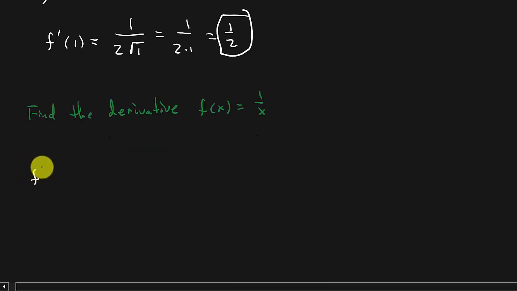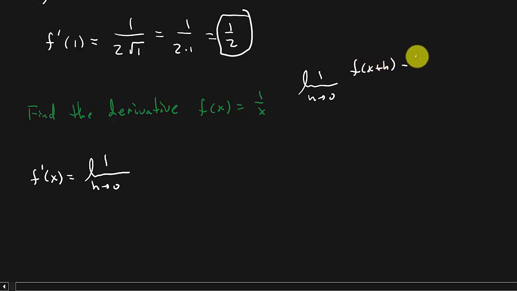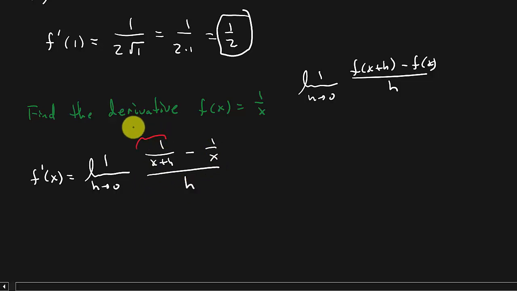So I have f prime of x is equal to the limit as h goes to 0. And remember, it's the limit as h goes to 0 of f of x plus h minus f of x, all that divided by h. So I'm going to replace the x with x plus h. So that's 1 over x plus h minus f of x, which is 1 over x, and that's all divided by h. So you can see that is your f of x plus h, and this is your f of x.